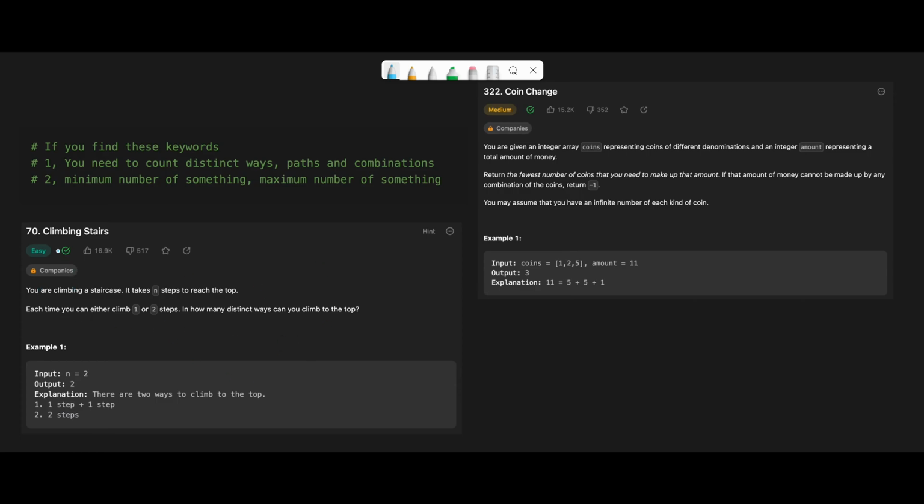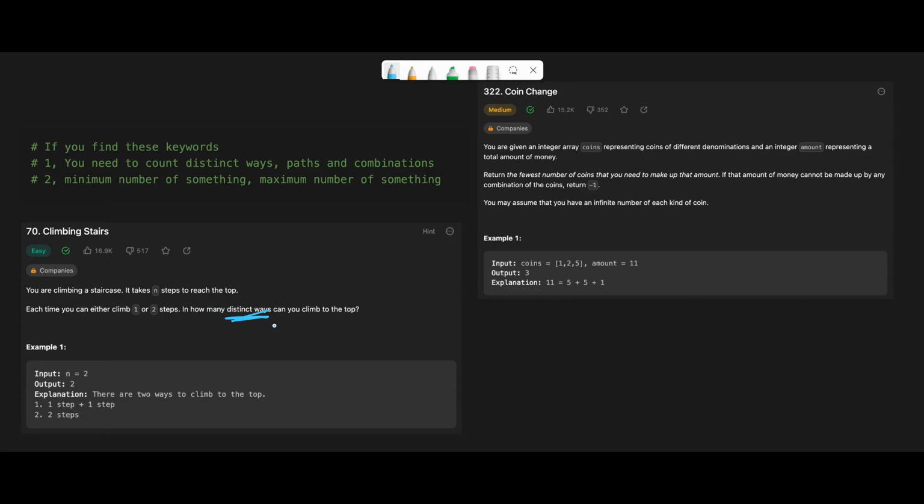So let's see the real problem. This is climbing stairs. You are climbing a staircase. It takes n steps to reach the top. Each time you can either climb 1 or 2 steps. In how many distinct ways can you climb to the top? So you can find "distinct ways", and every time you can take 1 step or 2 steps. I think there are many ways to reach the top, and you have to count the distinct ways.